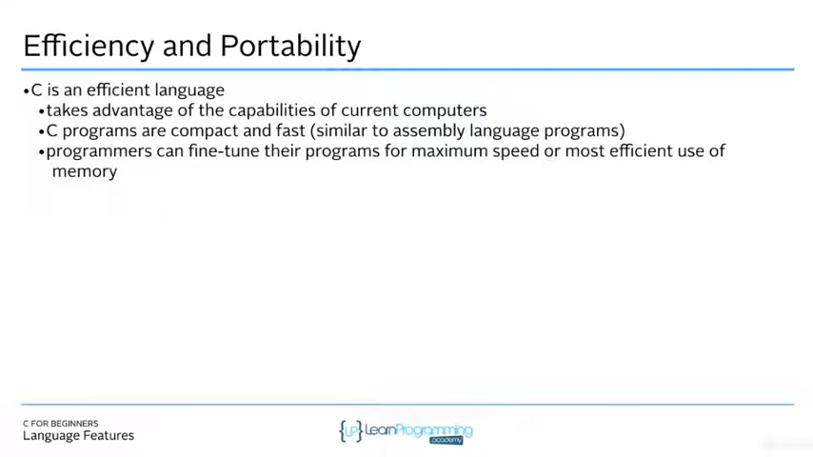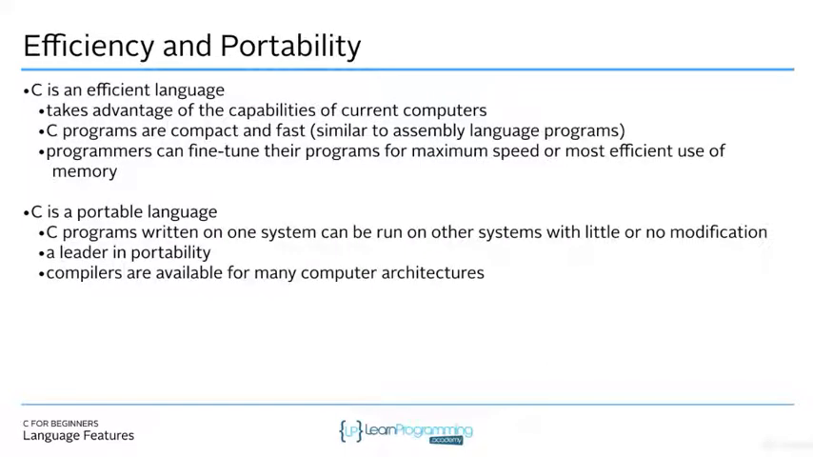That's an efficiency. Programmers can fine-tune their programs to make them even more efficient because it is such a low level. They can make more efficient use of memory. You can't do things like this in Java. Java has its own garbage collector, and you can't manipulate the memory to be more efficient. So C is an efficient language, and it's a portable language.